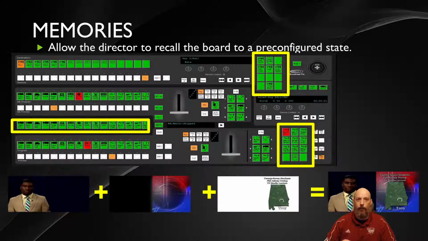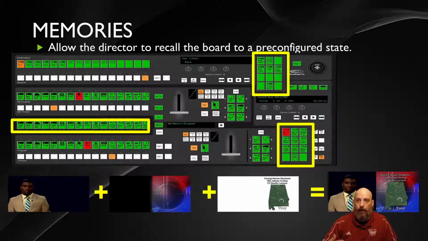So I can do a memory for news and then switch over to sports, then switch over to weather. I can do a memory to go from an anchor with a key on the left to the other anchor with the key on the right, to both of the anchors that have another graphic like in the monitor behind them. So memories give you the ability to quickly change the configuration of your show, and some of these memories can even recall a sequence of events.